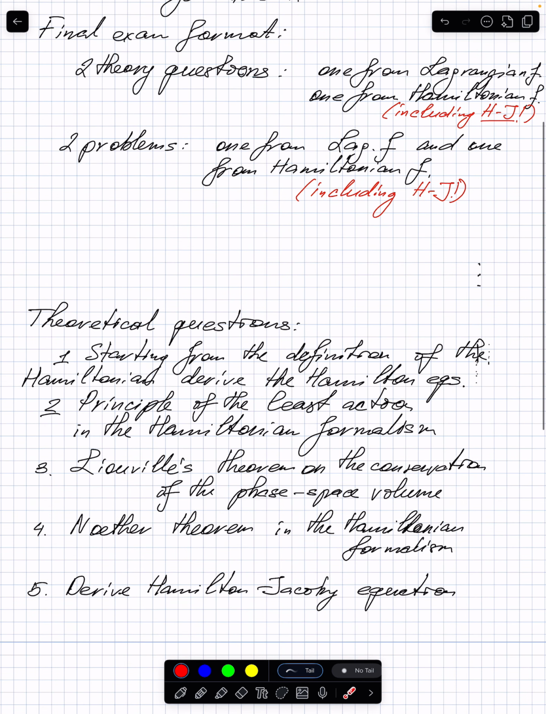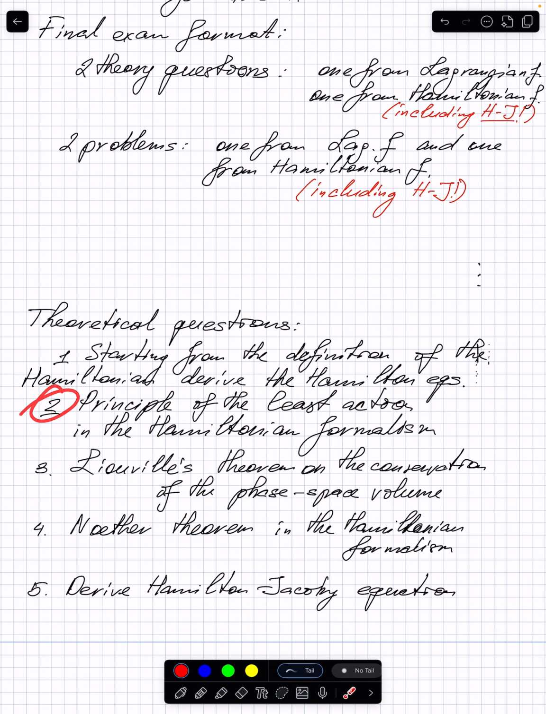Okay, now let's switch to the questions from the topic of the Hamiltonian formalism. So here they are. The first one is: starting from the definition of the Hamiltonian, derive the Hamilton equations. So this is how we started our lectures. And here I don't want you to use the principle of minimal action, right? I want you to just go through a very simple procedure to derive these Hamilton equations. So review what we had there.